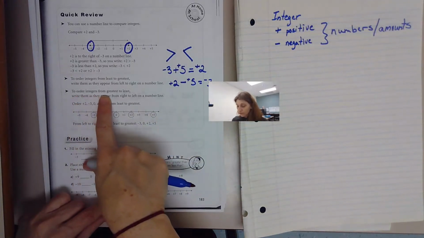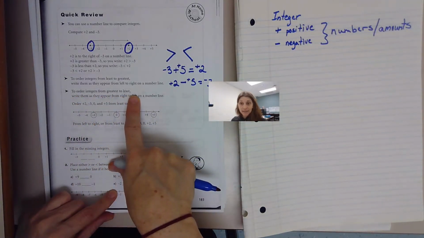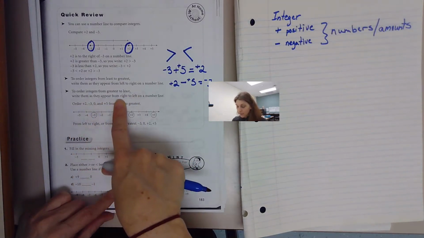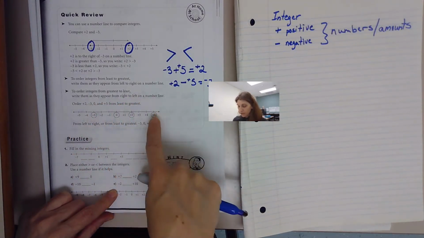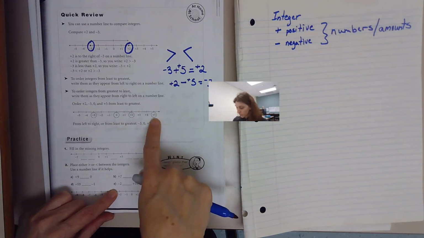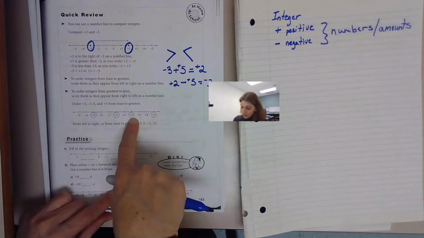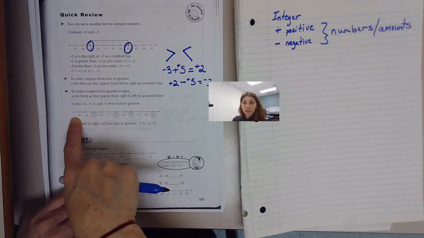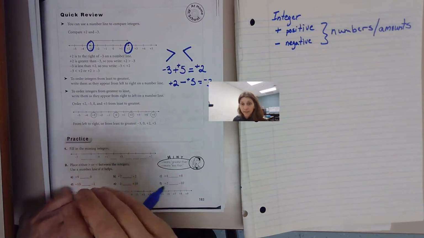To order integers from greatest to least, so from the biggest to the smallest, write them as they appear from right to left on a number line. So think about which ones would be found here. They're the higher numbers. And as you go to the left, they get smaller and smaller. Okay?